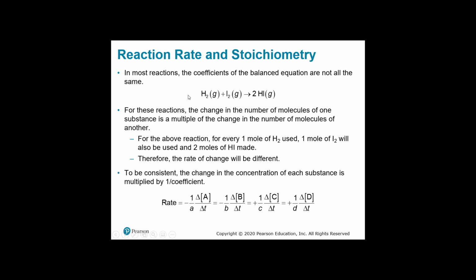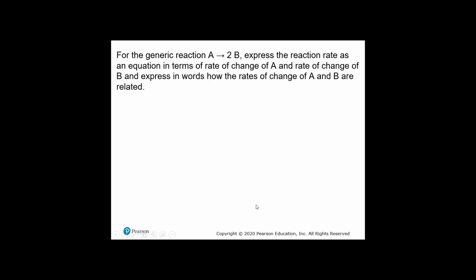So if we look at this reaction again, for every mole of hydrogen that is used up, we also use up 1 mole of iodine, but 2 moles of hydrogen iodide are produced from this. So the rates are going to be different for them, and you have to account for that. So again, here's just a generic form. If it's a reactant, it's negative. The coefficients are on the bottom. If it's a product, it's positive, and the coefficients go on the bottom.